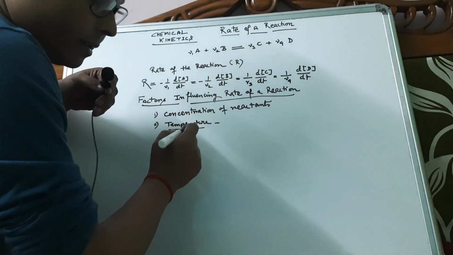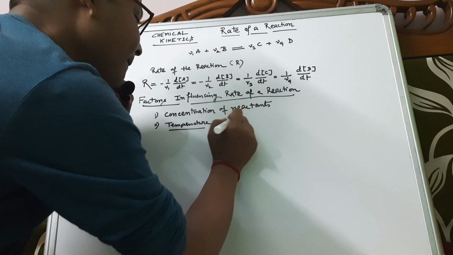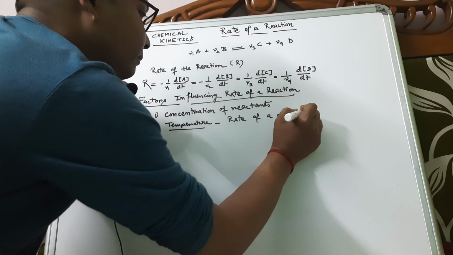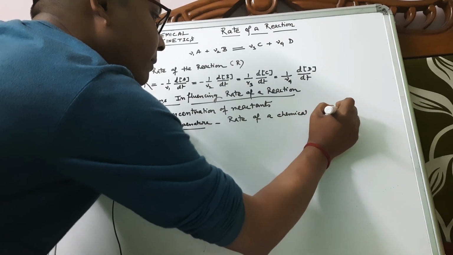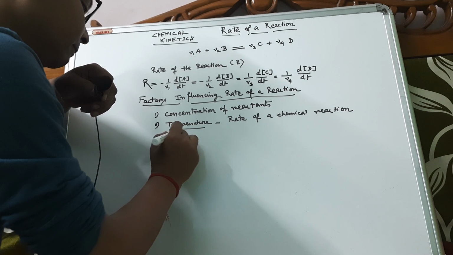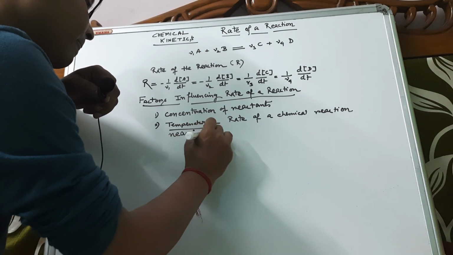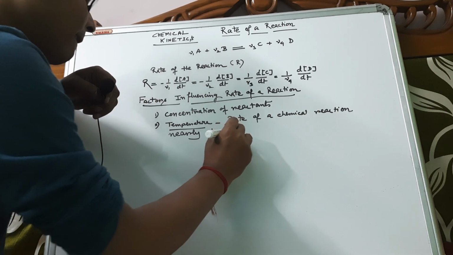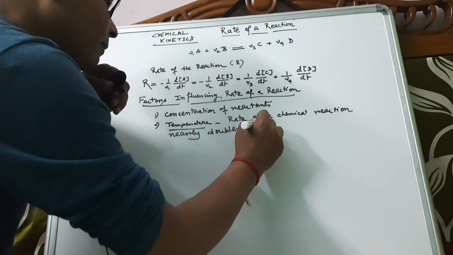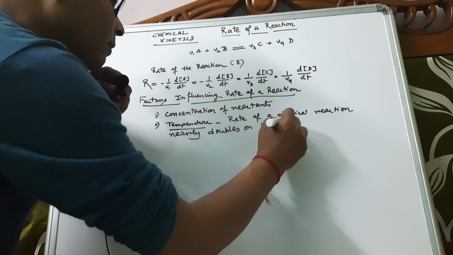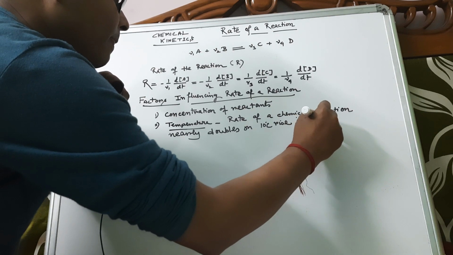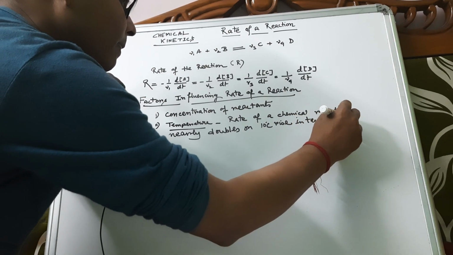So I can write it here. Rate of a chemical reaction nearly doubles on a 10 degree centigrade rise in temperature.